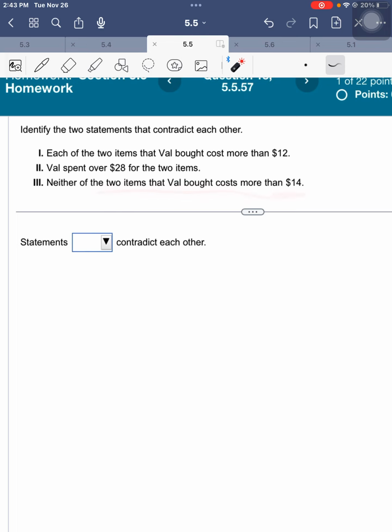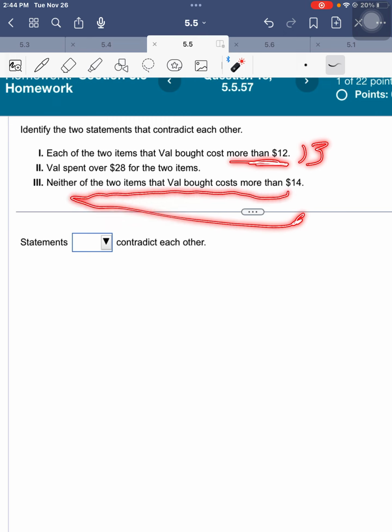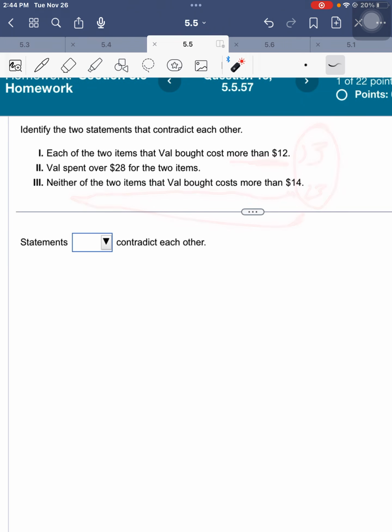$12, and neither of the two items that Val bought costs more than 14. Well, that's true. If each of the two items that Val bought cost more than 12, she could have spent 13. That's fine. Neither of the two items cost more than 14. What if they cost 13? You can have something in between 12 and 14, so that's fine. There's no contradiction there.